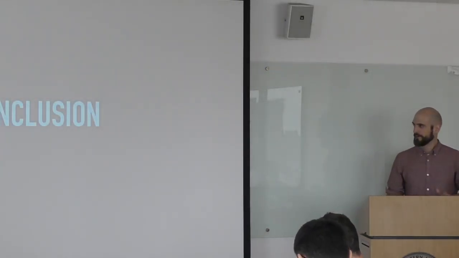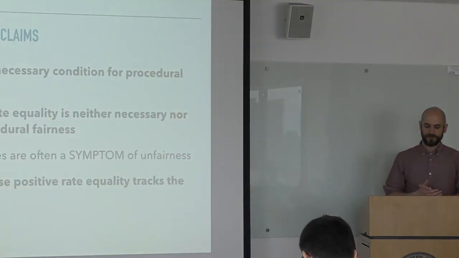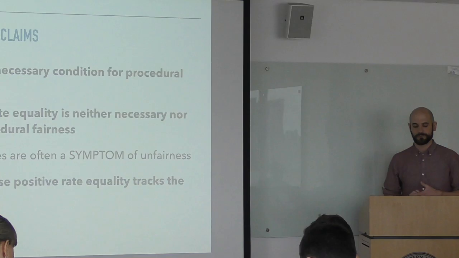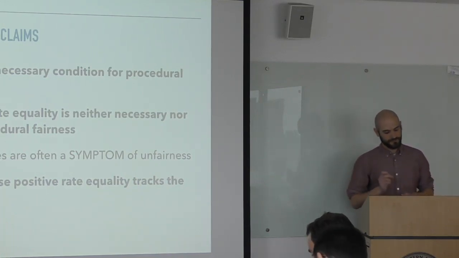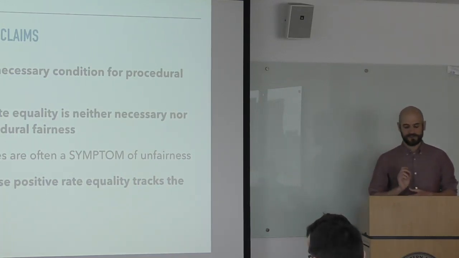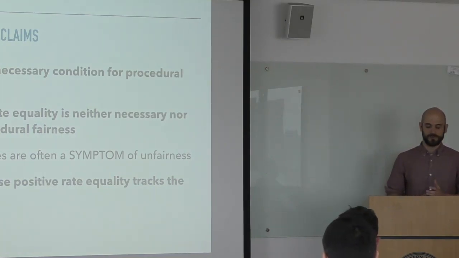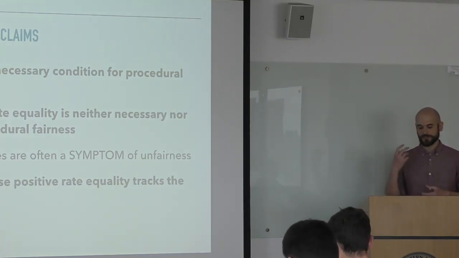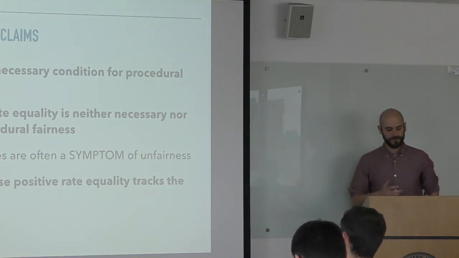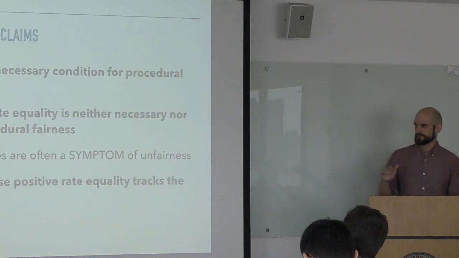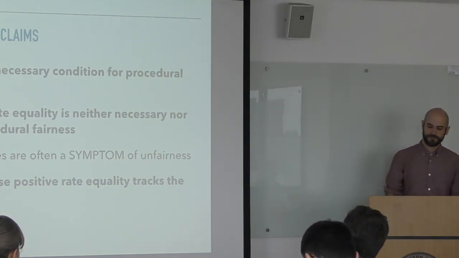I think I'm right about at time, so just to recap what I've said, I think calibration is a necessary condition for procedural fairness. I think that false positive rate equality is not a good measure of procedural fairness, even though it's often a symptom of unfairness. And I think that adjusting for false positive rate equality is just going to track the wrong things. We should be tracking the interests of the people in the procedure and not base rates, which false positive rate equality is necessarily going to track.